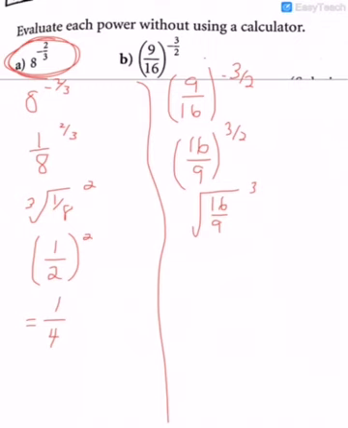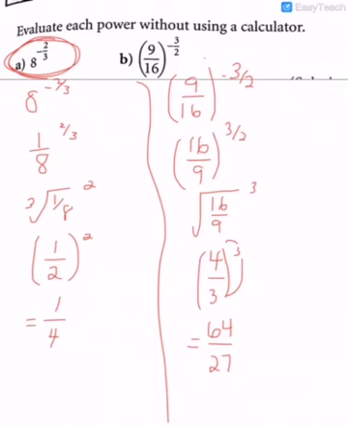So now we're going to square root 16 to get 4, and we'll square root 9 to get 3. But this thing is still cubed. So then we're going to apply the cube to top and bottom. So 4 cubed is 64, and 3 cubed is 27. So our answer here is 64 divided by 27.